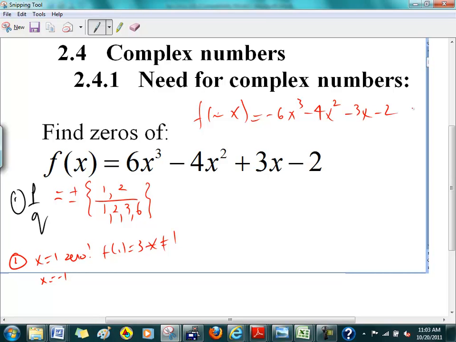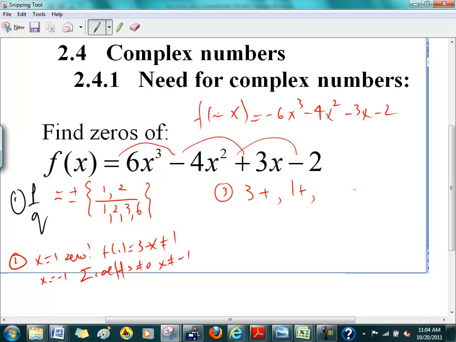Okay. Is this going to give you x equals negative 1 and 0? So sum of coefficients not equal to 0, so x is not equal to minus 1. Step number 3, what do we do? Exactly. Good job. What does Descartes tell you? So here's a positive, here's a sign change, here's a sign change, here's a sign change. So it could be 3 positive or 1 positive. Let's not worry about the complex because we're not finding complex right now.